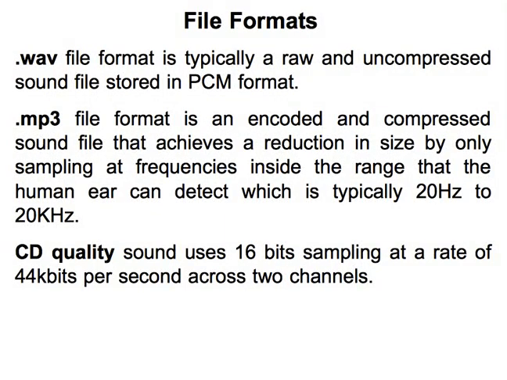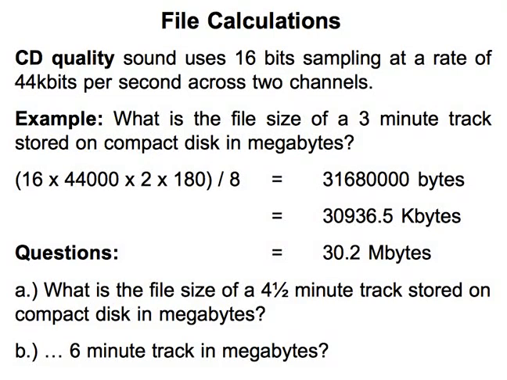CD quality is better. It's a 16-bit sampling resolution at a rate of 44 kilohertz across 2 channels, meaning the left channel and the right channel. So how do we calculate file sizes? Well, 16 bits, a sampling rate of 44 kilohertz over 2 channels. Well, that's 16 multiplied by 44,000, multiplied by 2 channels, multiplied by 180.